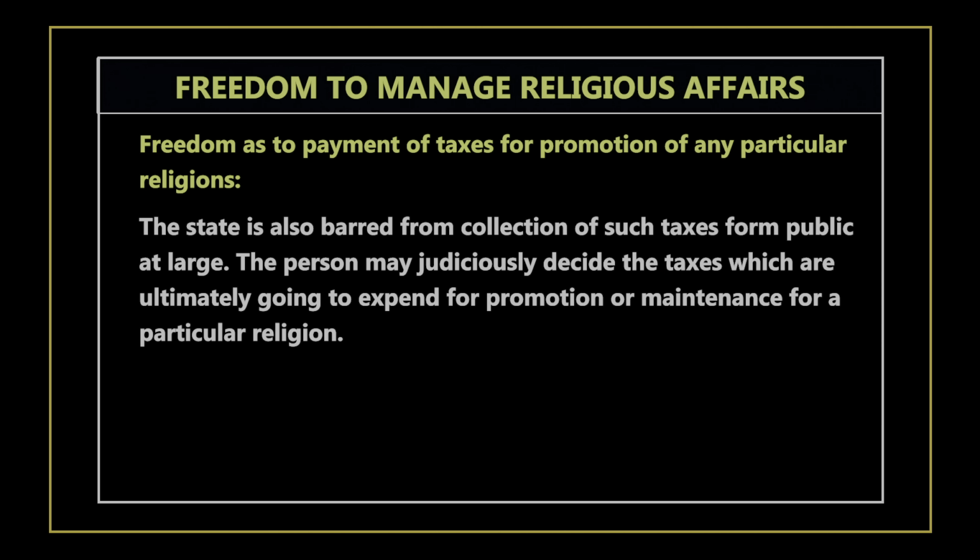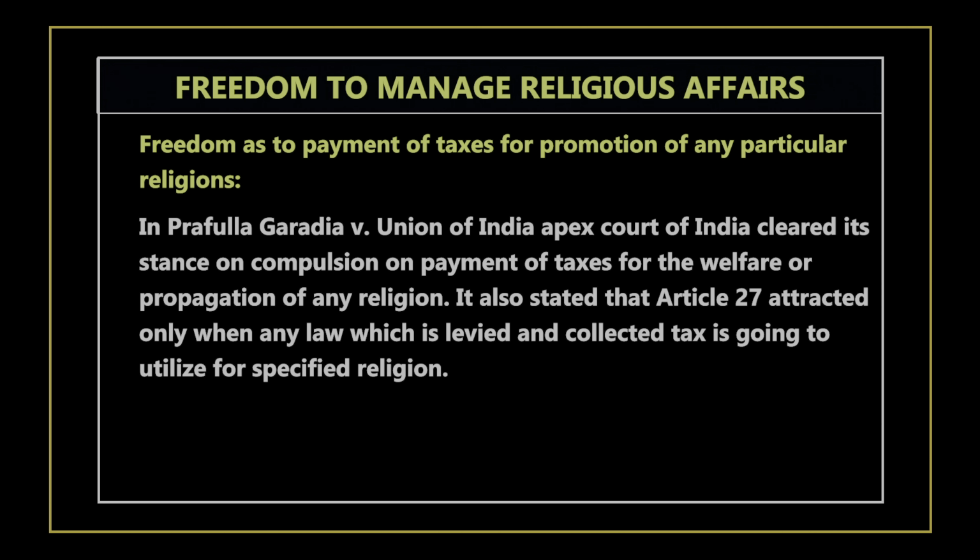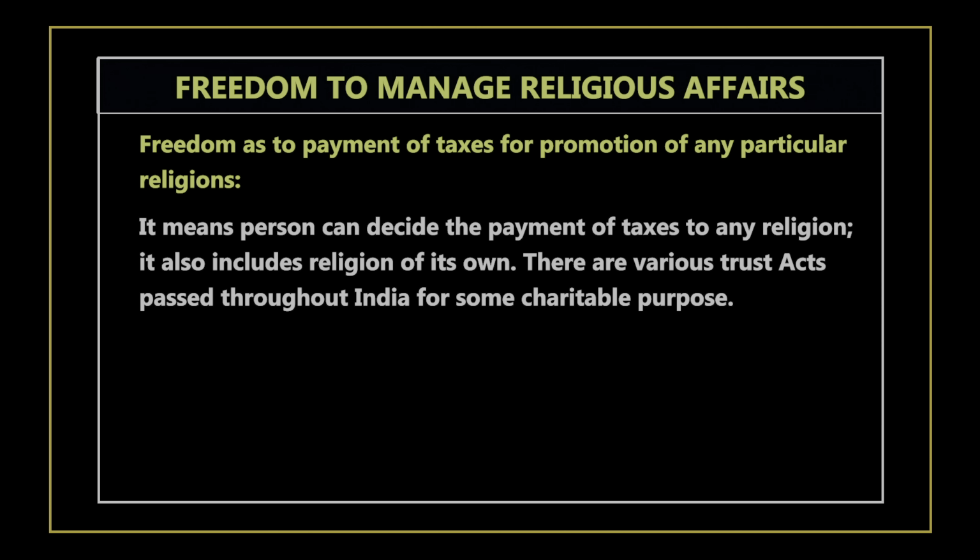A person may judicially decide on taxes which are ultimately going to be expended for the promotion or maintenance of a particular religion. In Prafulla Garadia versus Union of India, the Apex Court of India clarified its stance on compulsion to pay taxes for the welfare or propagation of any religion. It also stated that Article 27 is attracted only when a tax levied and collected is utilized for a specified religion. It means a person can decide the payment of taxes to any religion. It also includes a religion of its own.